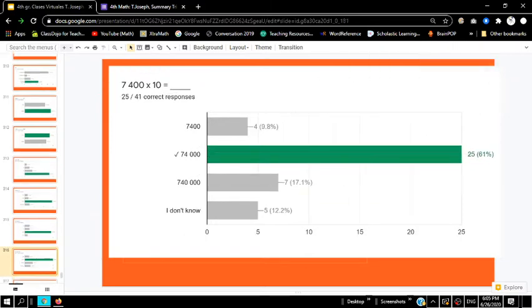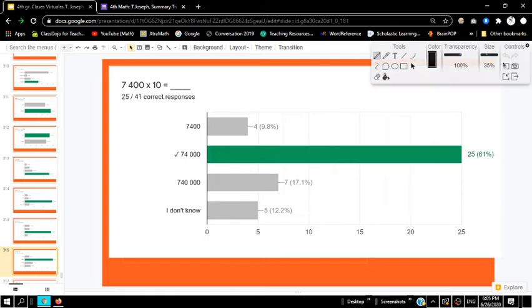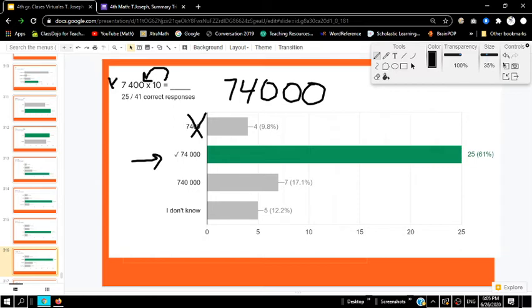The next problem says 7,400 times 10. Well, there's an easy way to do this problem. Like we learned in class, you could just add a 0 to this number, and our final answer is 74,000. This one wouldn't make sense because that's the same number as the problem. And this one wouldn't make sense because that's adding too many zeros. So most students got that correct. Congratulations.